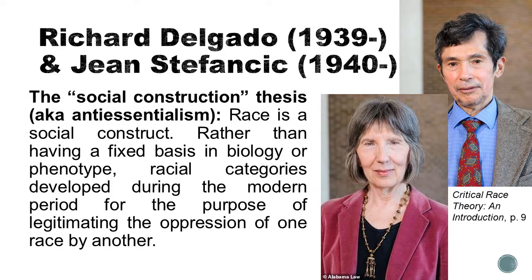Here, I'm just going to highlight one of their key teachings, which is the social construction thesis. They're not the only ones who taught this idea. This is widespread in CRT. But the idea is also known as anti-essentialism. And they're arguing that race is a social construct. They would argue that rather than having a fixed basis in biology or phenotype, that is, the visible expression of racial difference, racial categories developed during the modern period for the purpose of legitimating the oppression of one race by another. Now let me ask you, could we agree with that definition?